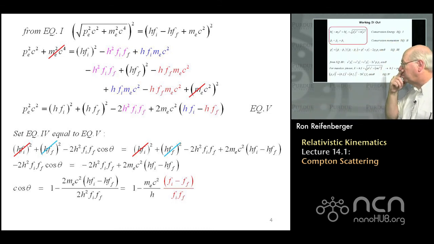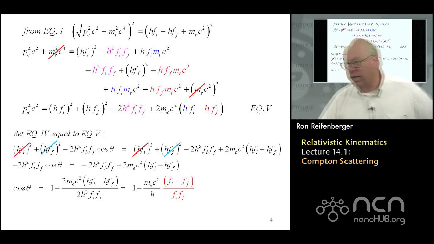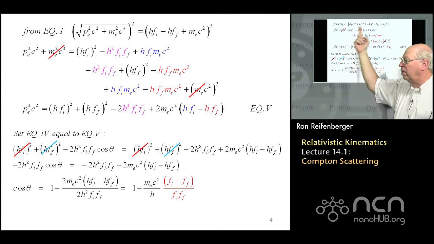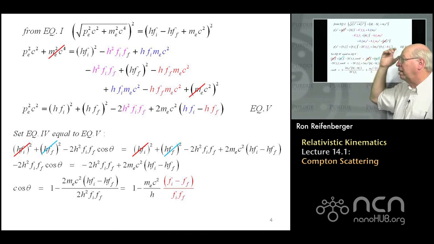All we're going to do is set two things equal to one another. This is the relativistic energy of the electron after recoil, and this is the energy calculated for the electron based on the energy lost between the incident photon and the exiting photon. You square the right-hand side of the equation. You work through some algebra. Some terms cancel out, and you're left with an expression which I call equation five.